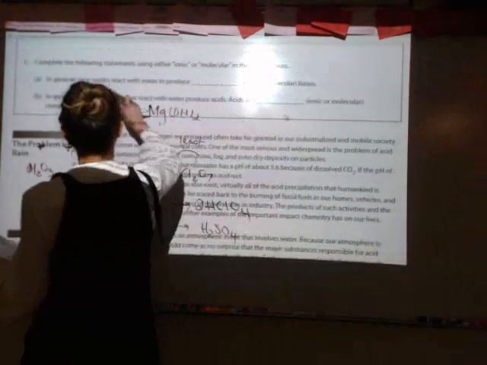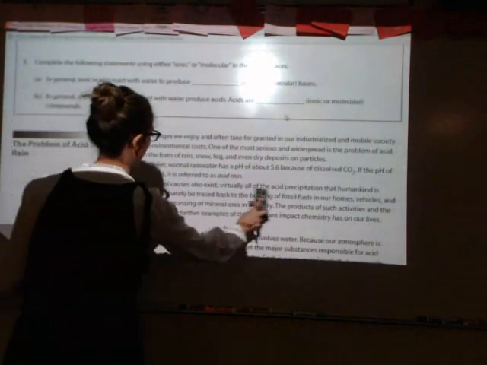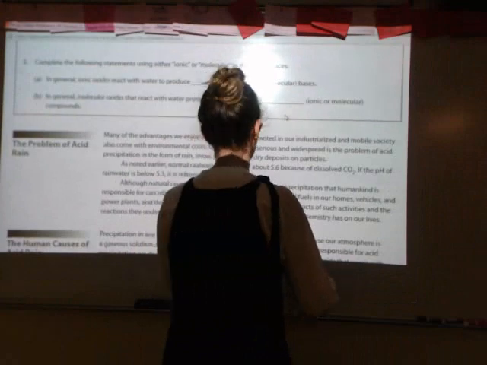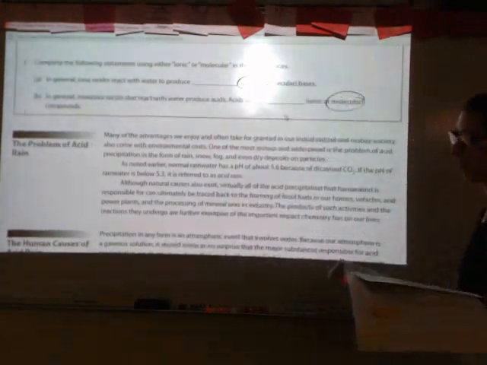Question number 3. Complete the following statements using either ionic or molecular in the blank spaces. In general, ionic oxides react with water to produce ionic bases, and molecular oxides react with water to produce acids. Acids are molecular compounds.